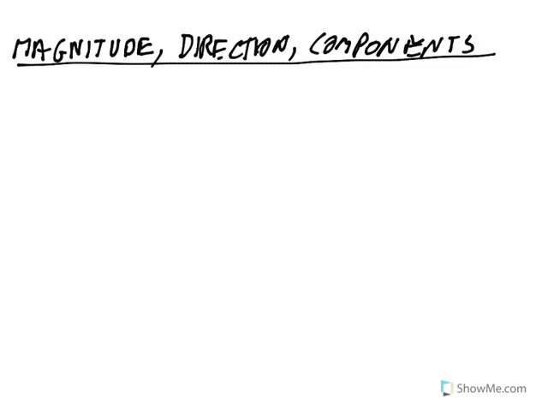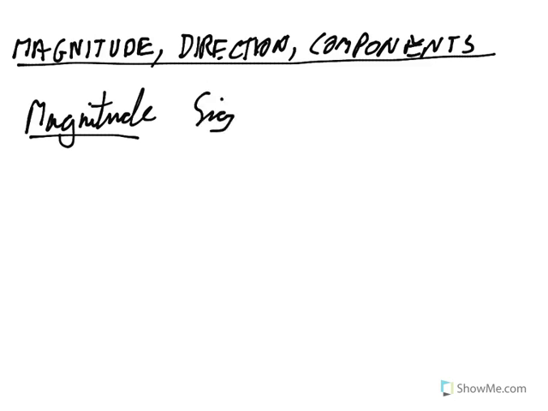Today we're looking at magnitude, direction and components of vectors. So I'll start with the magnitude. Okay, the magnitude is simply the size of the vector. Alright, so it's the size of the vector, how long it is, whatever way you want to look at it.